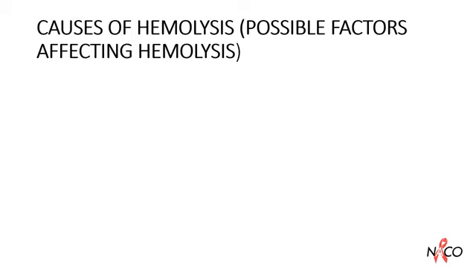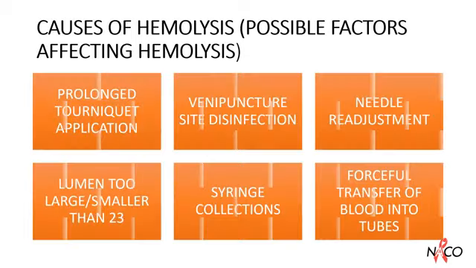Possible factors affecting hemolysis can be veins. Fragile and easily traumatized veins can lead to hemolyzed samples. Prolonged tourniquet application, venipuncture site cleansing procedure, needle readjustment while taking the sample, needle gauge if the lumen is too large or smaller than 23, syringe collections, and forceful transfer of blood into tubes.